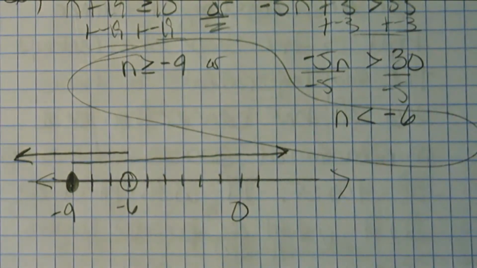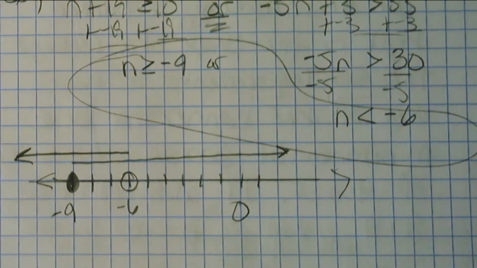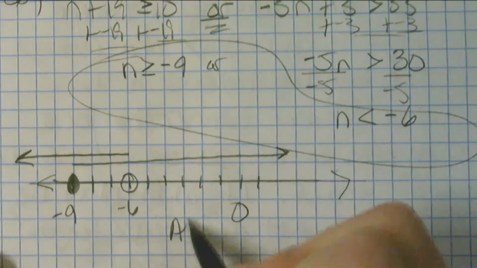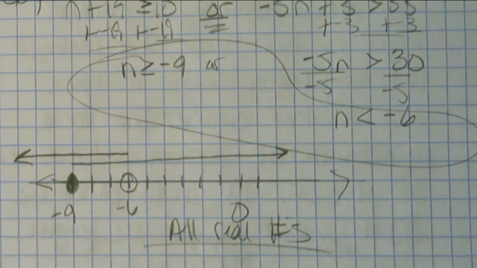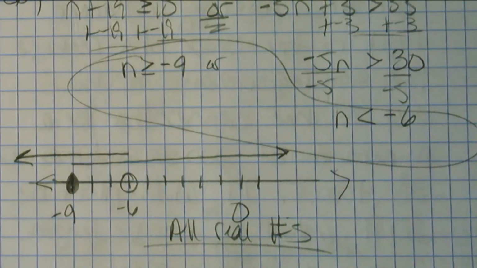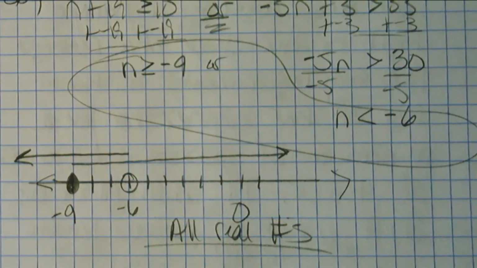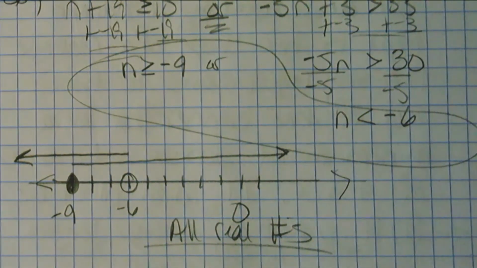Isn't every single number possible? That's why this is all real numbers. Because every single number would either be greater than or equal to negative 9, or it would be less than or equal to negative 6.